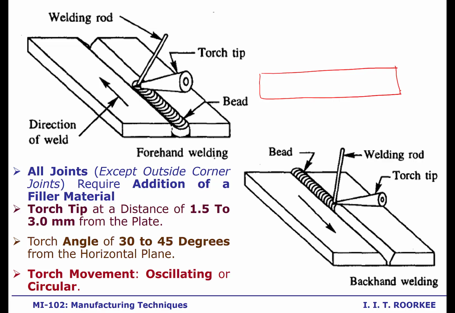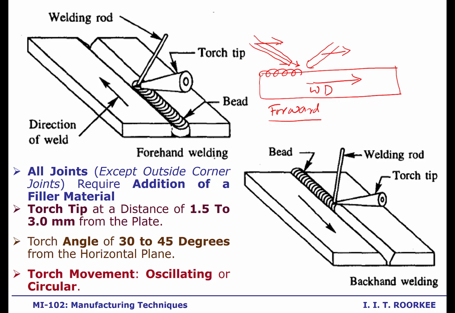Depending upon the direction of welding and the torch inclination, say this is the welding direction, the direction in which welding is being performed. If the welding torch is oriented in such a way that it is pointed towards the welding direction, then this is called forward welding. And when the torch is pointed in the direction opposite to the direction of welding, like the torch is moving like this.